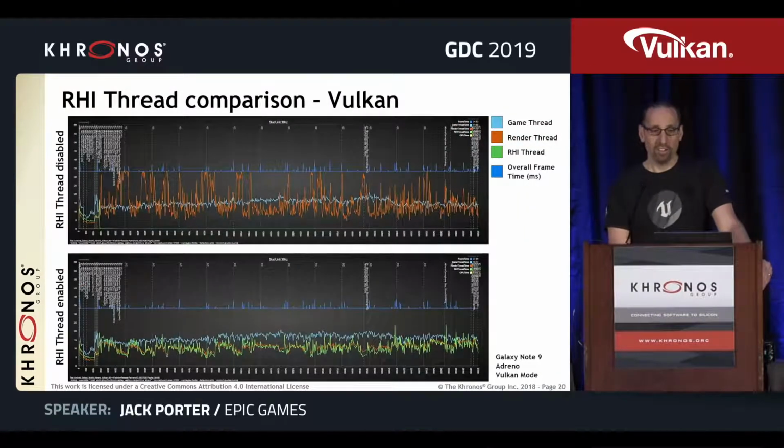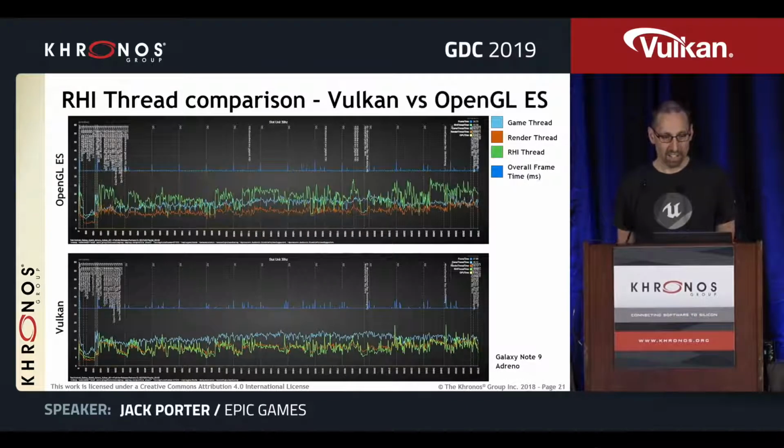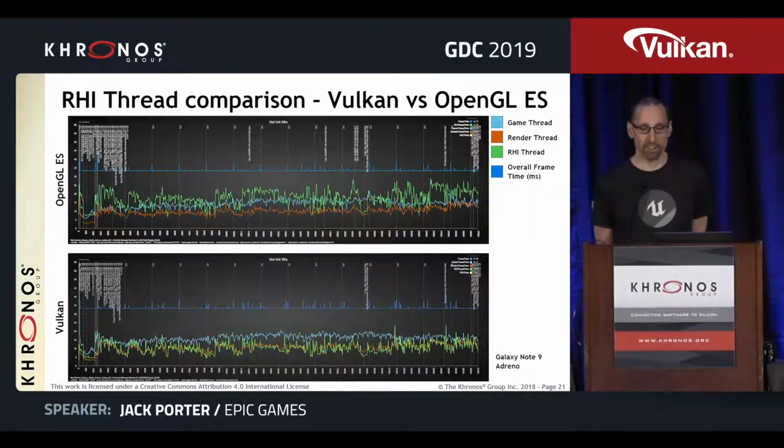So we still do find a benefit from using an RHI thread on Vulkan. As you can see, I'll go to the comparison here. As you can see, the overall RHI thread time is quite reduced. It's around 30% faster than OpenGL ES in just its draw calls. But we're still getting that benefit from having that extra RHI thread as well as the render thread.